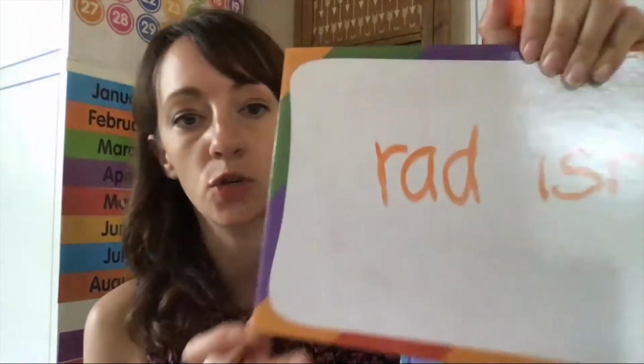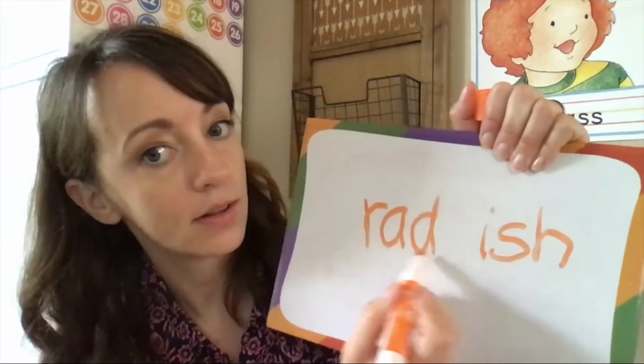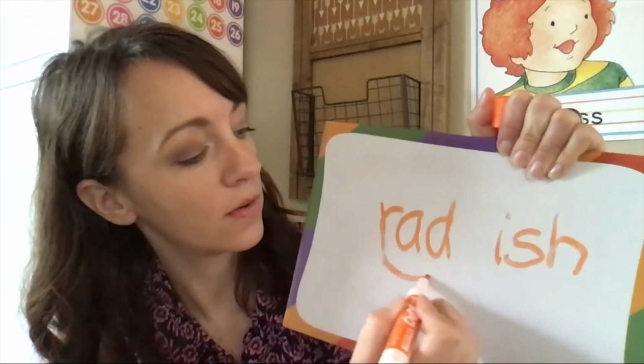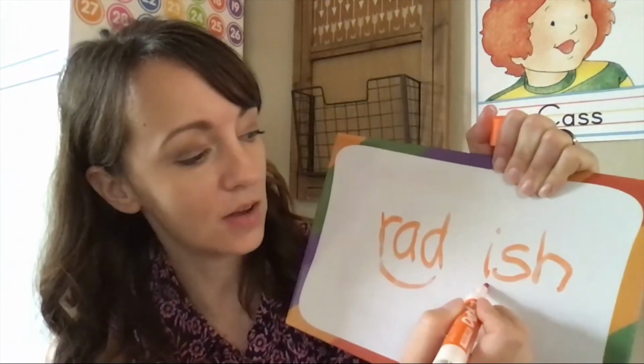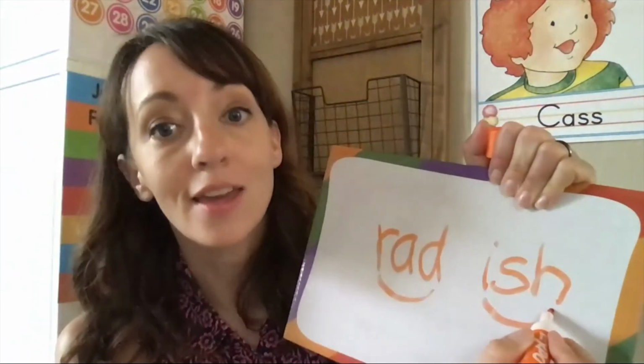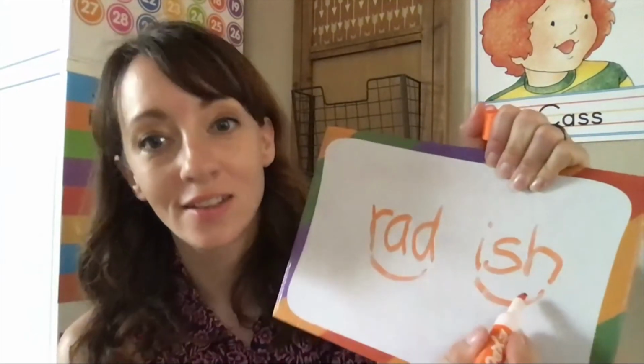This is also a word that has 2 syllables, but this one's much easier to sound out. I'm still going to write it in 2 parts so you can see the 2 word parts. Let's look at the first word part. Say it slow. Good. Rad. Say it slow. Ish. Put it together. Radish. The word is radish. Very good.